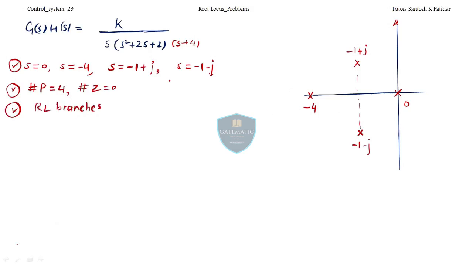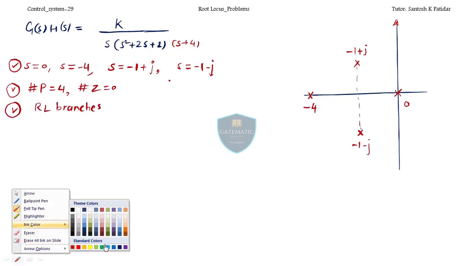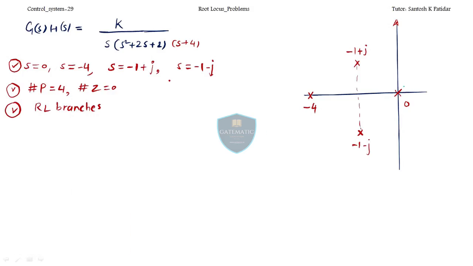See, wait a minute. For the RL branch, I'll take this color. First, I'll come to this point. To the RHS of this, I'm getting nothing, so no RL branch. Then I'm coming over here. How many? Only 1. And these 2, if you want to consider the complex ones, yes, you can consider, no problem at all. So the number we are getting is 3. So over here I'll have 1 RL branch.